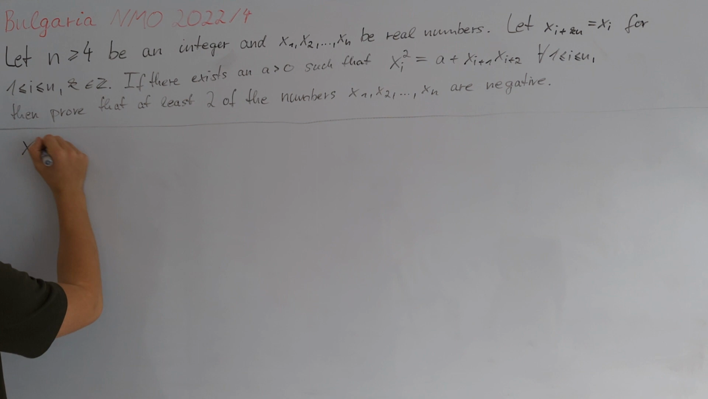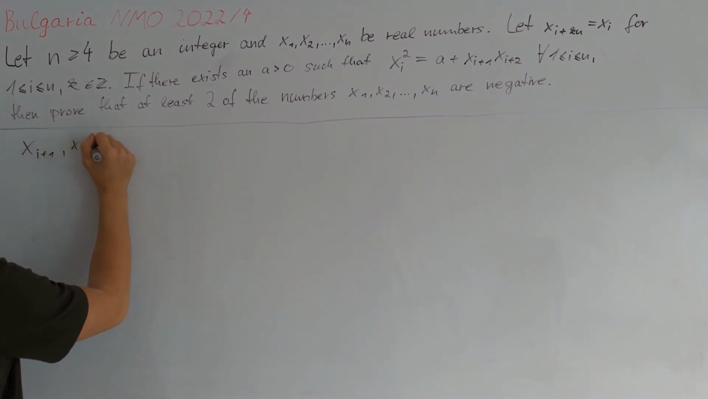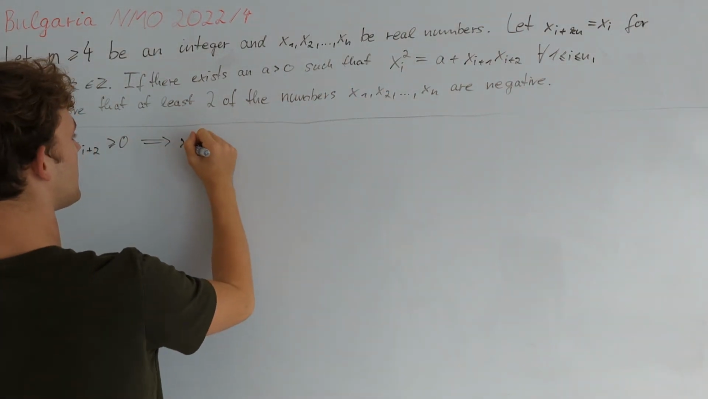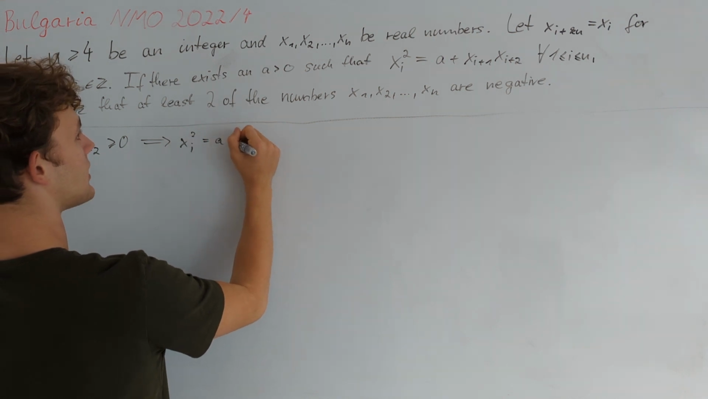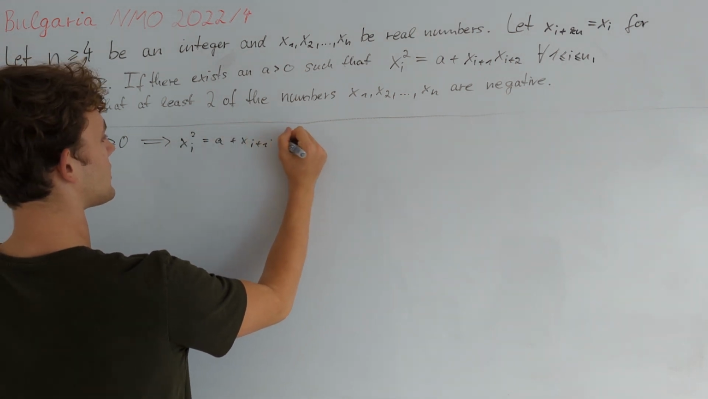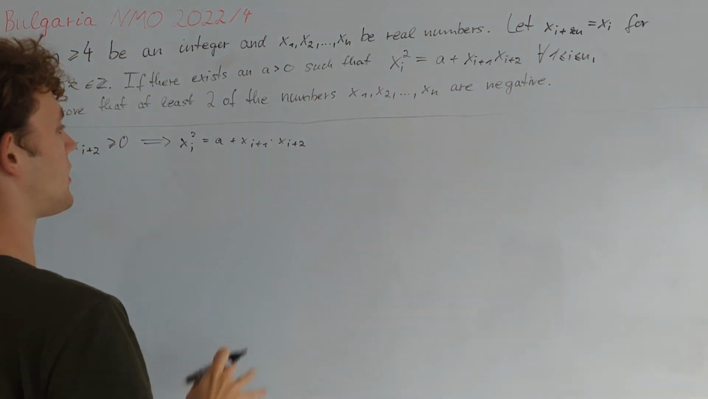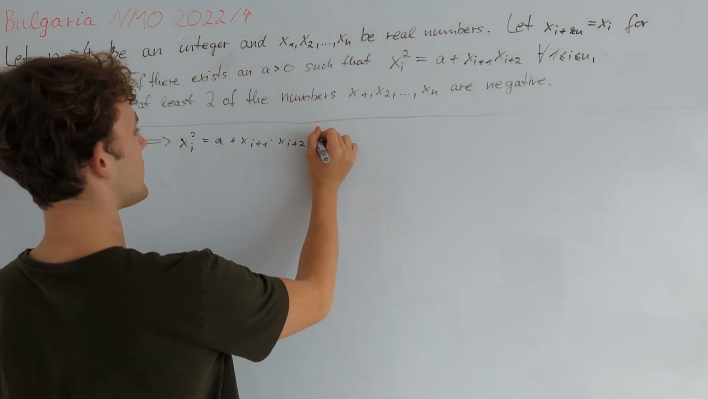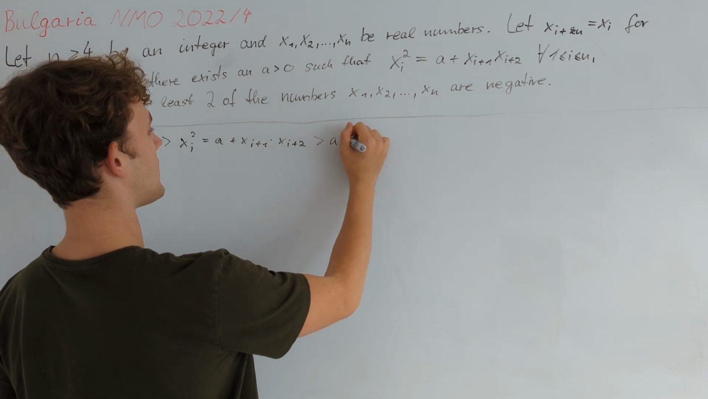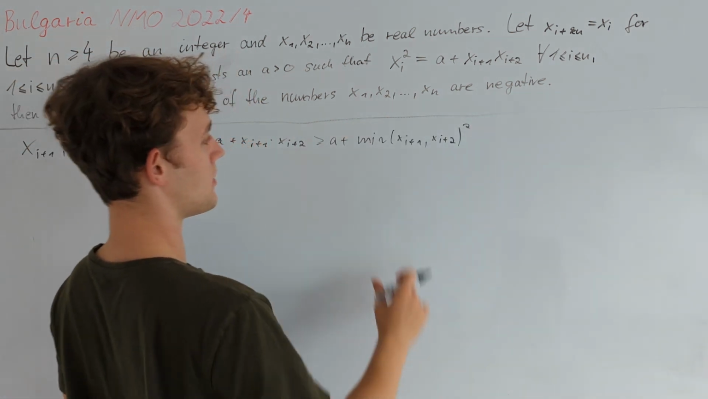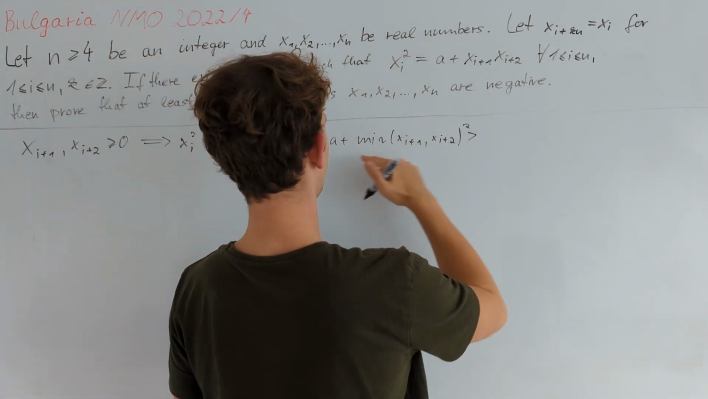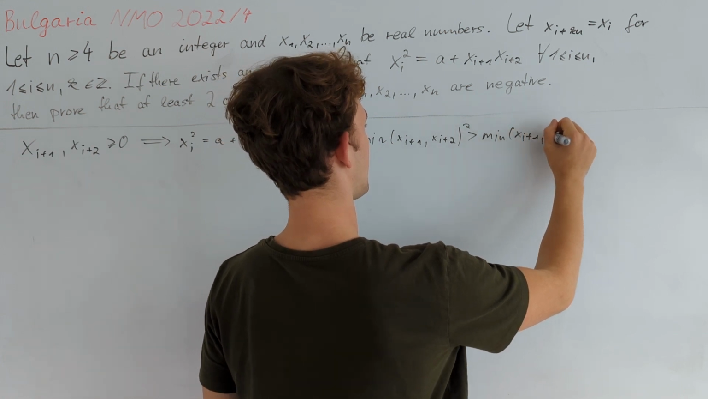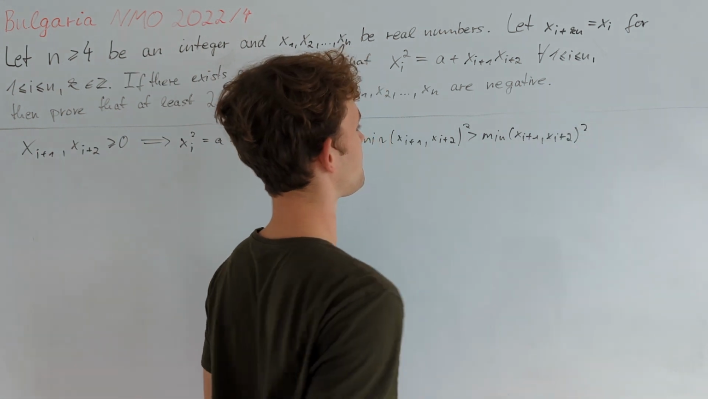So if we assume xi plus 1 and xi plus 2 to be non-negative real numbers, then this implies, firstly, what is given, xi squared is equal to a plus xi plus 1 times xi plus 2. And now, because both are non-negative real numbers, we know that this is greater than or equal to a plus their minimum squared. And furthermore, we might just get rid of the a to say that this is all greater than the minimum of xi plus 1 and xi plus 2 squared.